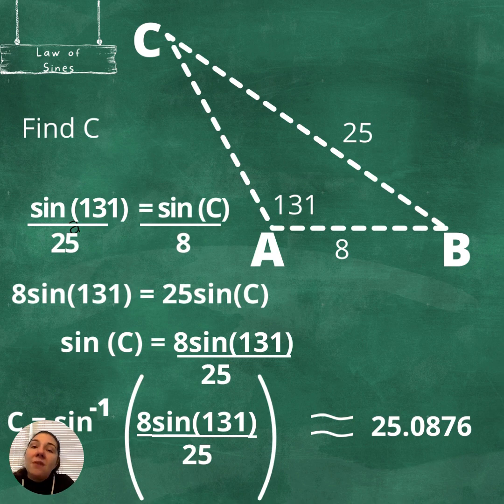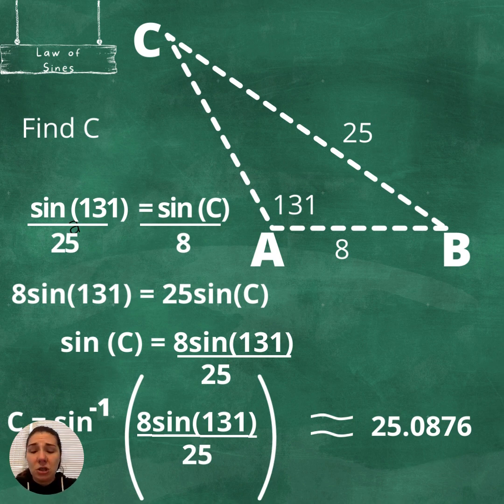And then remember, we're solving for an angle measure. So when you're solving for angle measures, you have to use inverse trigonometry. Because it says sine of C equals the ratio, we would do the inverse sine of the ratio, 8 sine of 131 over 25. You plug that into your calculator and you get approximately 25.0876 degrees.